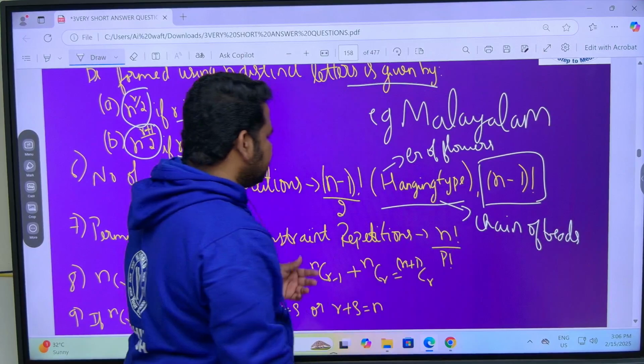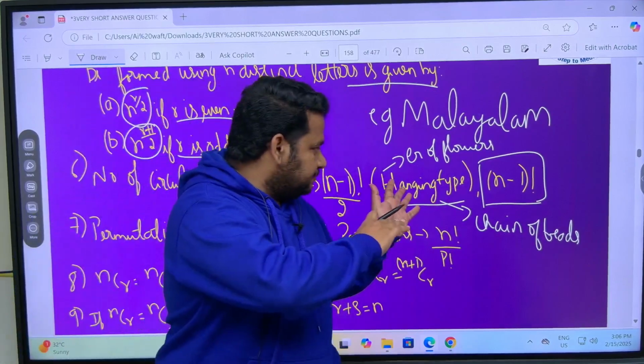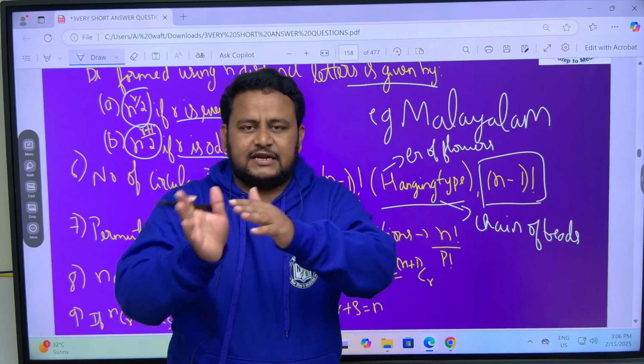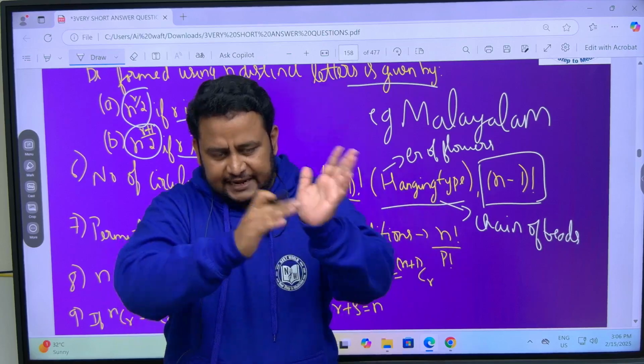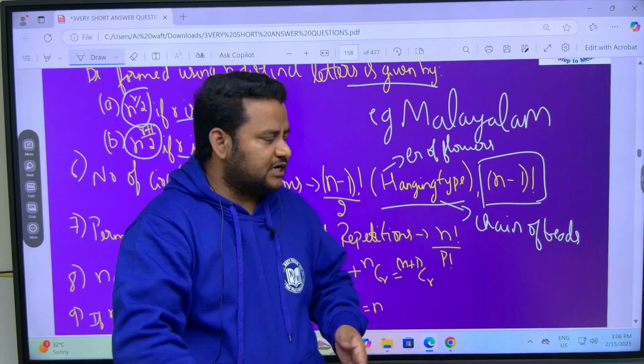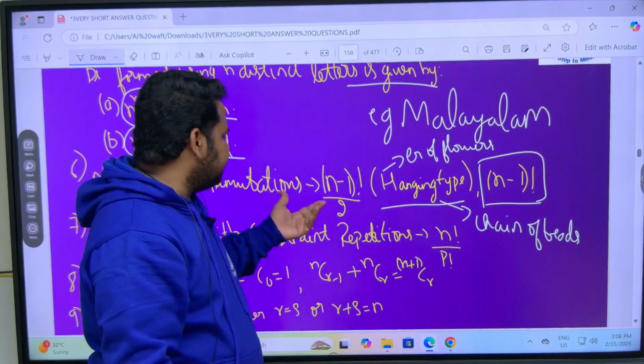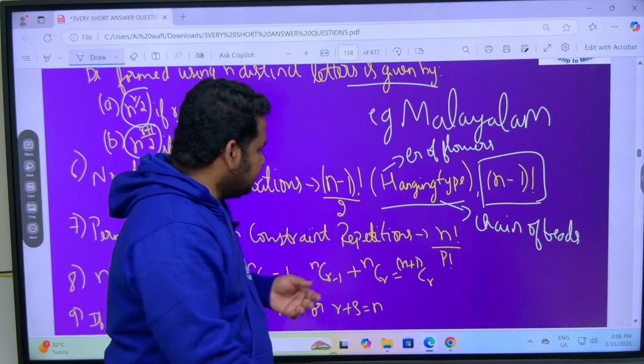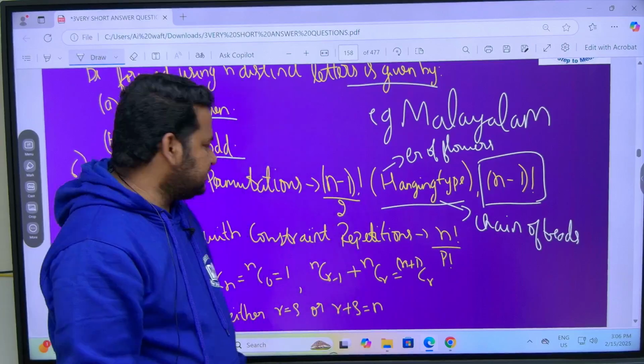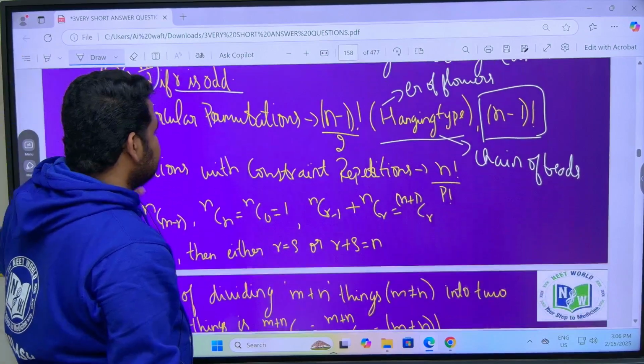For such type of questions, when it is circular, whether you take it clockwise or anti-clockwise, they look identical. That's why for that, the number of circular permutations will be (n minus 1) factorial divided by 2. Got it, friends? Next thing, permutations with constant repetition.